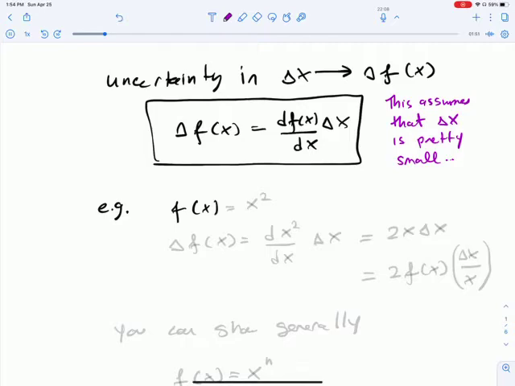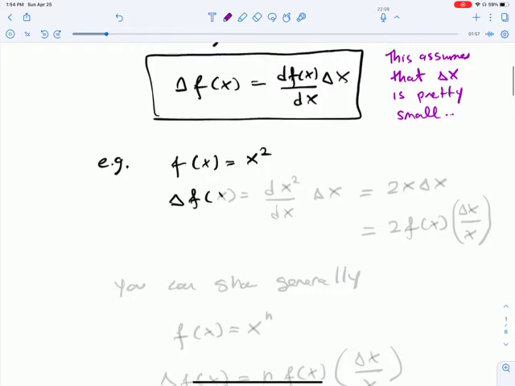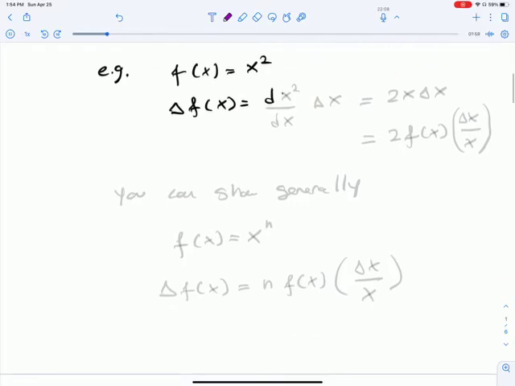Let's imagine that f of x is equal to x squared. Then delta f of x is equal to the derivative of x squared by dx times delta x. That's equal to 2x delta x. Note that I can also divide both sides by f of x, so by x squared, and I get an equivalent solution where it looks like this.